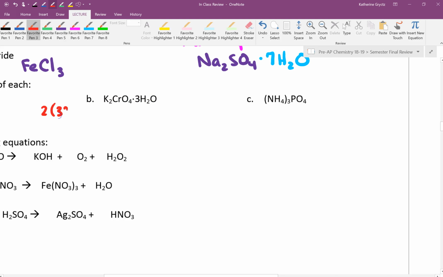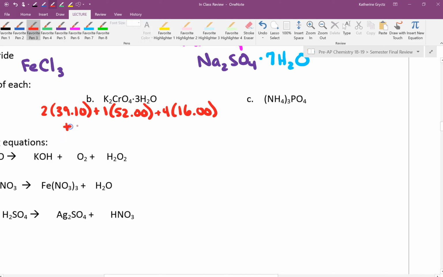We have 2 Ks in this formula, so we have 2 times 39.1. We have 1 Cr, so 1 of the 52. Okay, I'm going to do this a little long-winded. So next we hit 4 oxygen, so we have 4 times 16. Okay, and then this little dot does not mean times. It means that it's attached to. So it's attached to 3 waters. So we're just adding the 3 waters on.